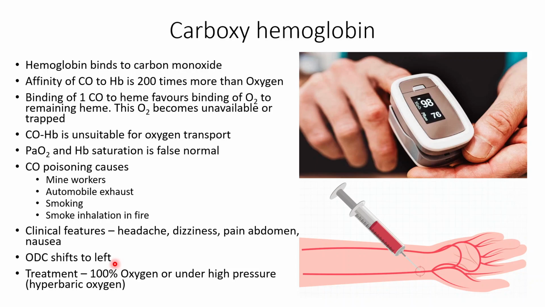What is the treatment? The treatment is to give 100% oxygen under high pressure so that the carbon monoxide is displaced from the hemoglobin and can be replaced with oxygen. So treatment is 100% oxygen under high pressure, or hyperbaric oxygen.